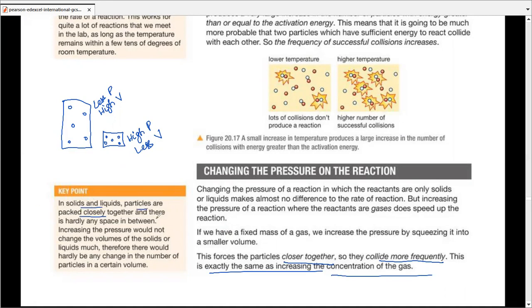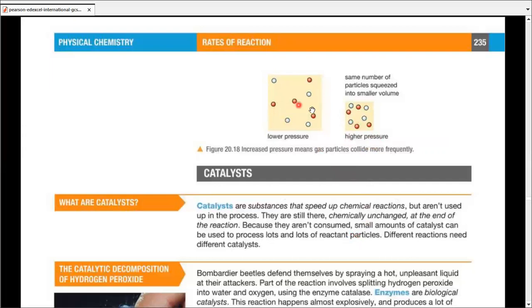In solids and liquids, the particles are packed closely together. There is hardly any space between them, so changing the pressure would not have any effect on the rate of reaction or anything like that. So this is the same diagram I drew previously. So that was, I guess, the second last factor.